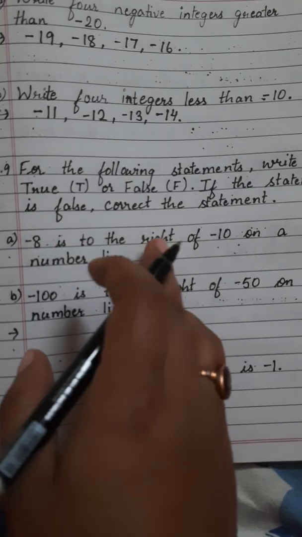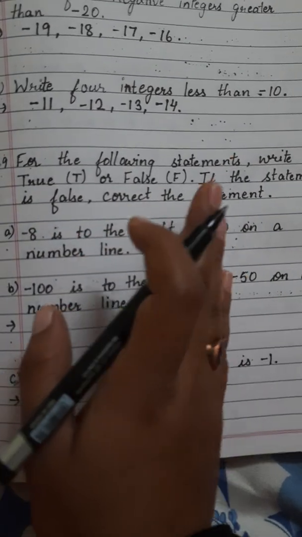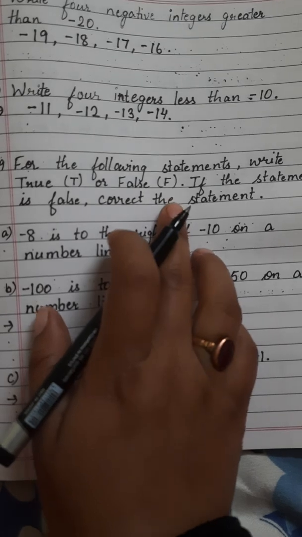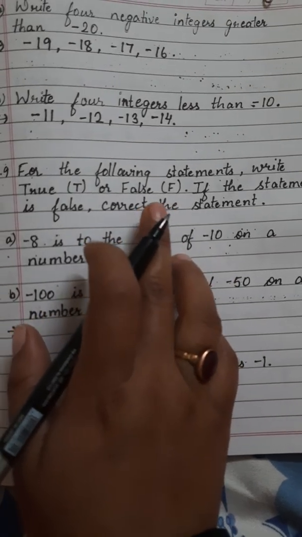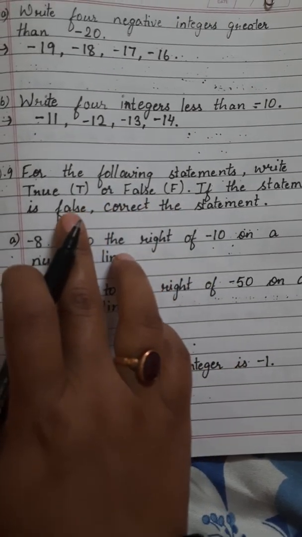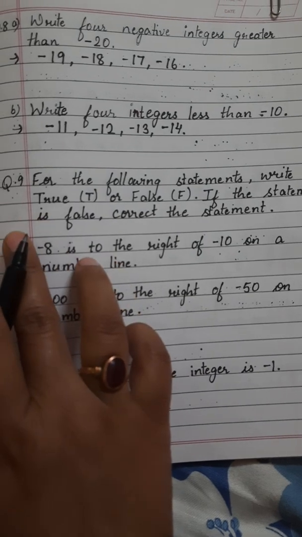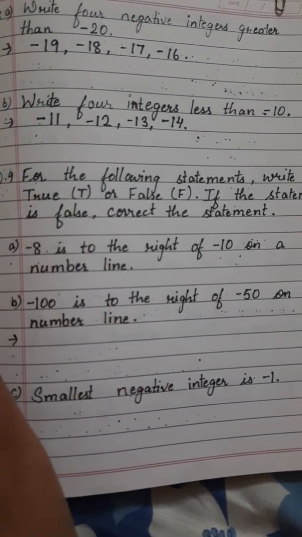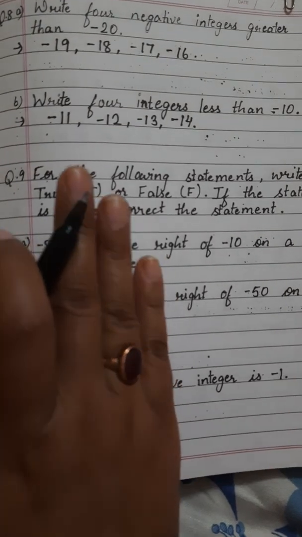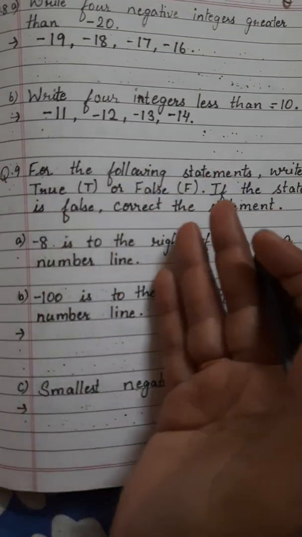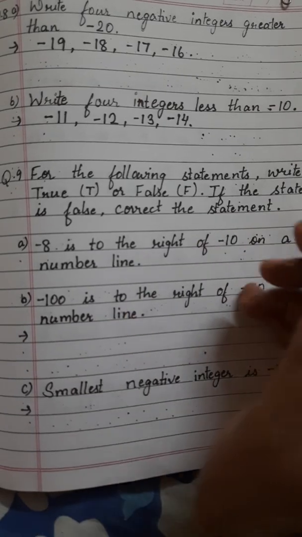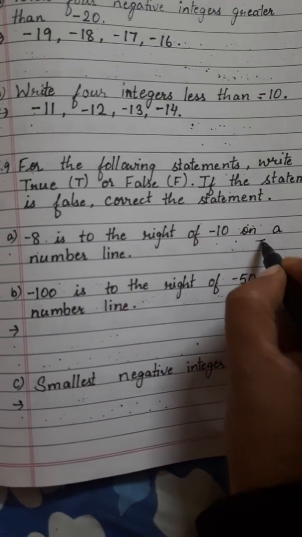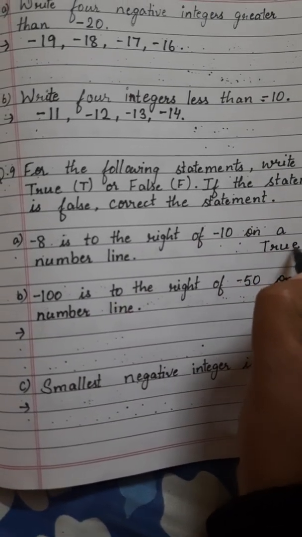is to the right of -10, because if you remember, if here it is 0, 1, -1, -2, -3, -4, -5, -6, -7, -8, then after that -9 and -10 will come. So -8 is on the right hand side of -10. So this is a true statement.